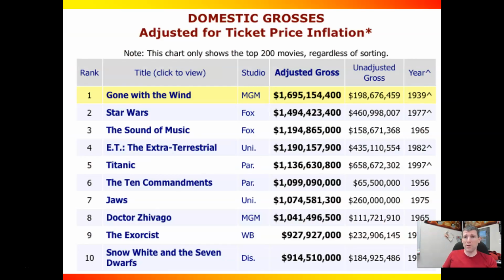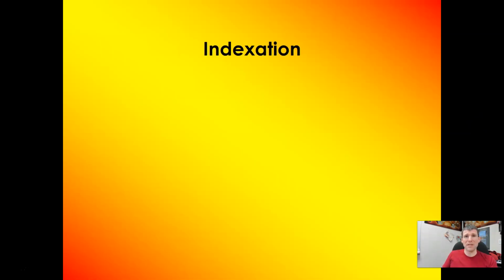This is an older chart here. There have been a few changes with this. This just shows you the top grossing movies over time based on inflation. So what the unadjusted gross was, what it cost at the time, compared to if you were to adjust for inflation. Gone with the Wind has made $1.7 billion over the years. 1939 movie.